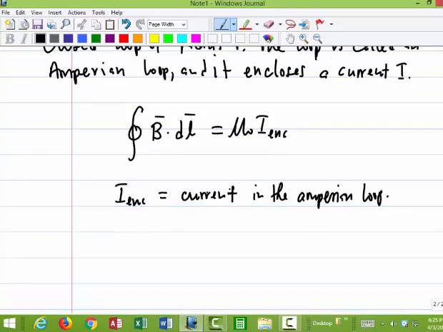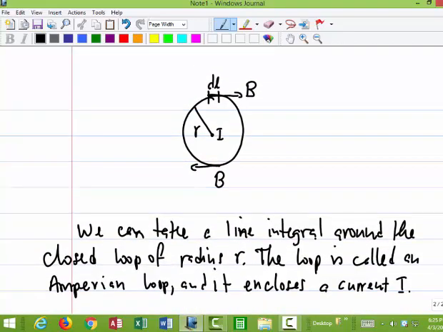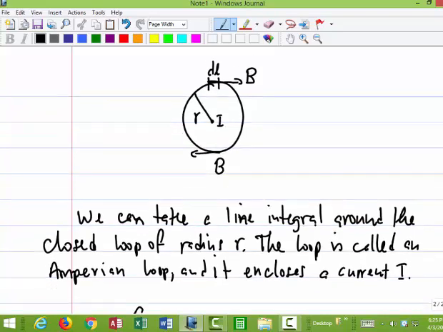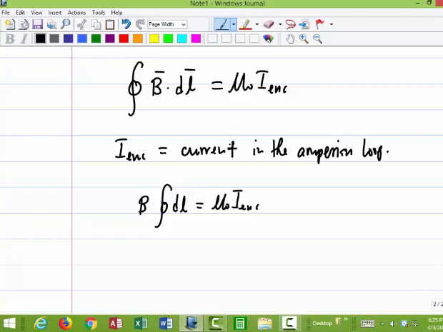Using our diagram, you can see that the segment of length dl is parallel to the field B. So the dot product of B with dl gives you B times dl times cosine 0, which is 1. So the integral here will just be B. We can take B out and then take the integral over the closed loop, and that's equal to mu naught times the current enclosed. So what is the integral over the closed loop going to give you? It should just give you the circumference.